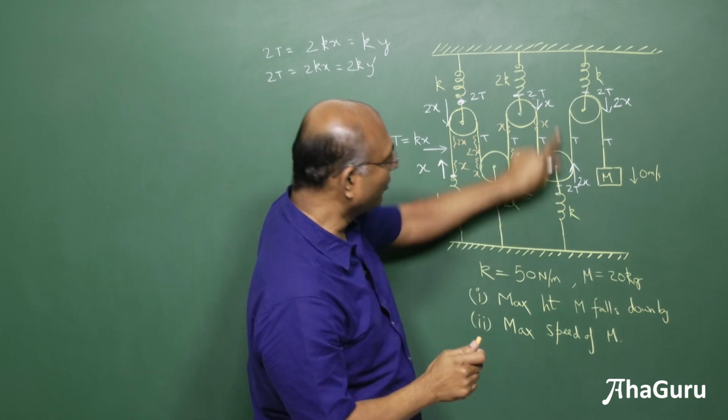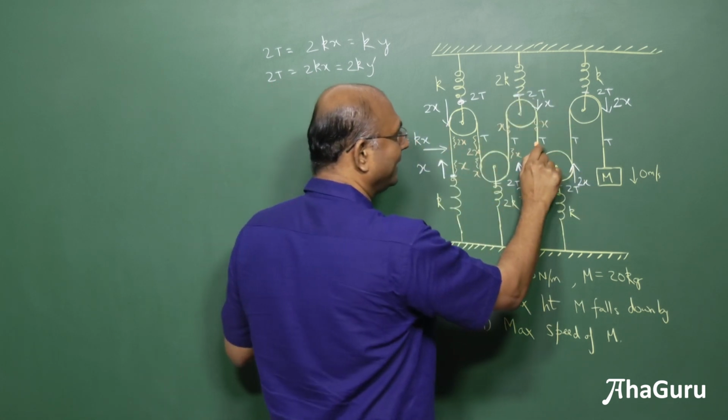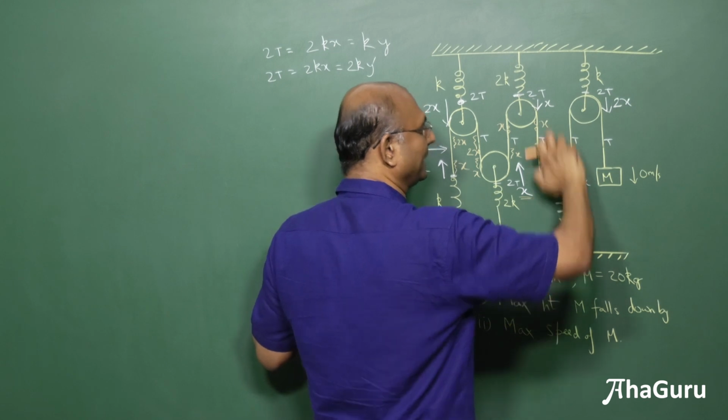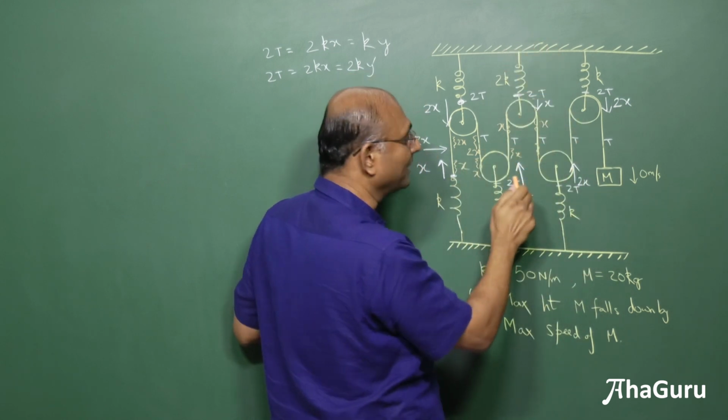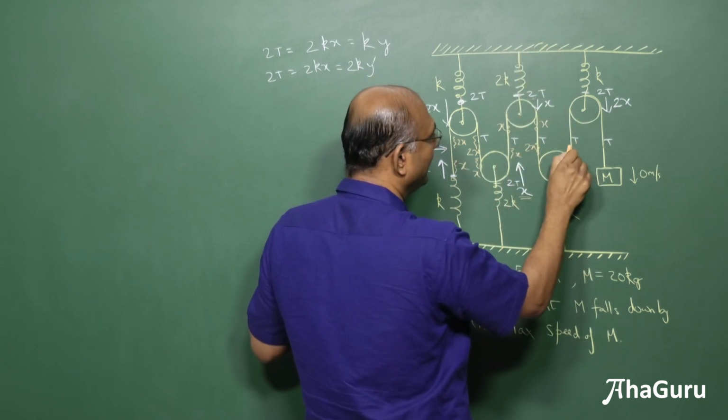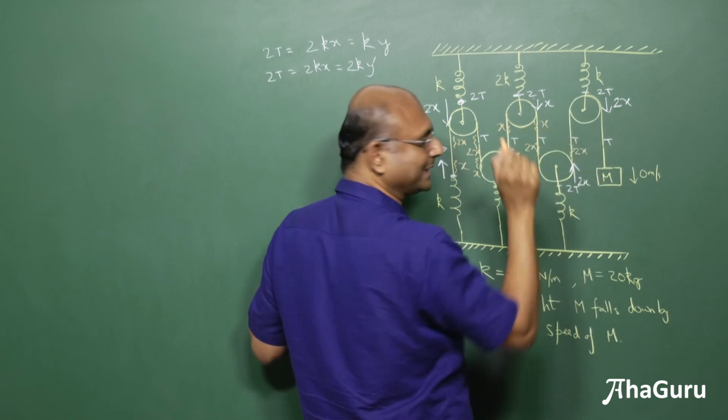And then this fellow goes up 2x. So you are going to get on both sides, because just hold this and lift it up by 2x. You see that there is a slack of 2x on this side and 2x on that side.